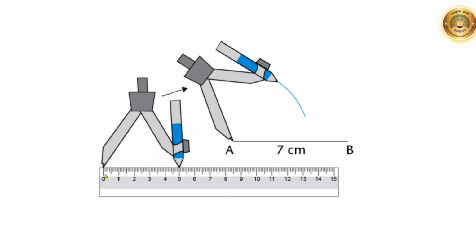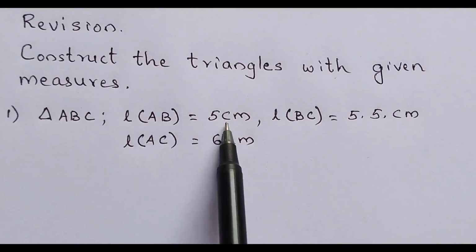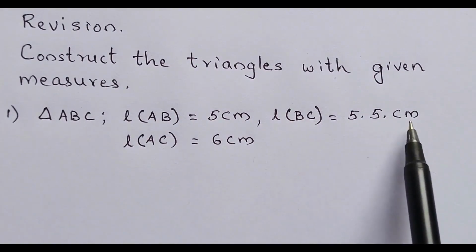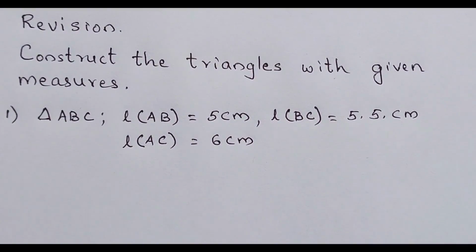The tip of the compass should be always on 0 and the pencil point should be exactly on the length of the segment that you want to take. So now let's take a quick revision of the construction of triangles. You want to construct triangle ABC, where length AB is 5 centimeters, BC is 5.5 centimeters, and AC is 6 centimeters. So what is the first step that we have to do?